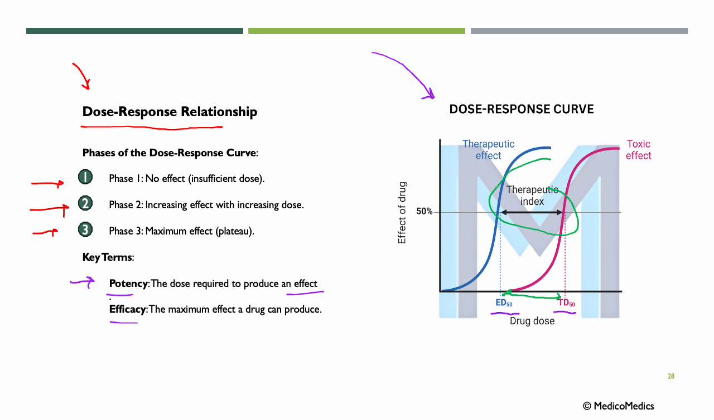So a wide therapeutic index means that the drug can be administered safely over a broader dose range, while a narrow index requires precise dosing and close monitoring to avoid toxicity.